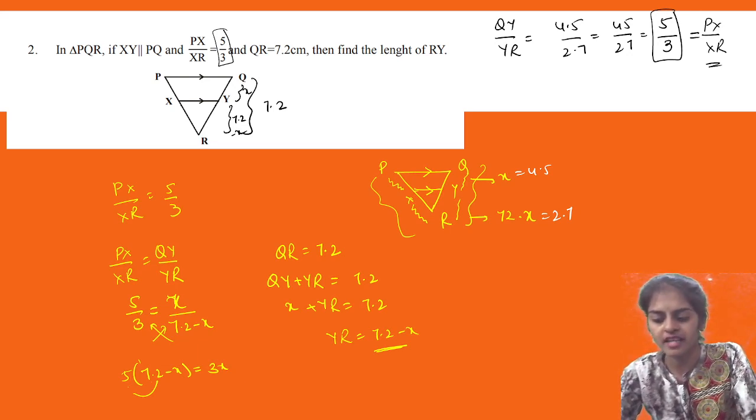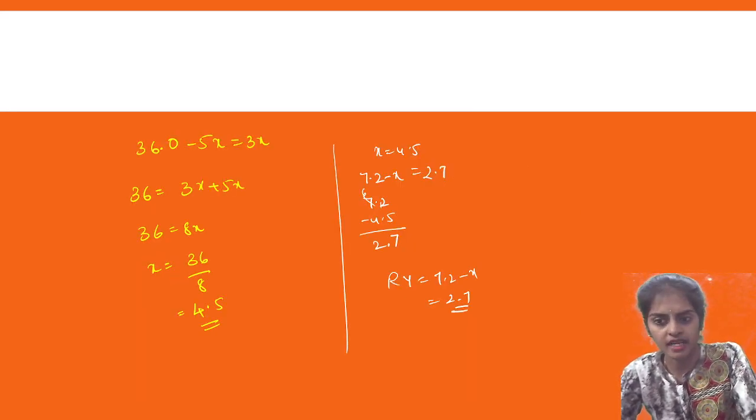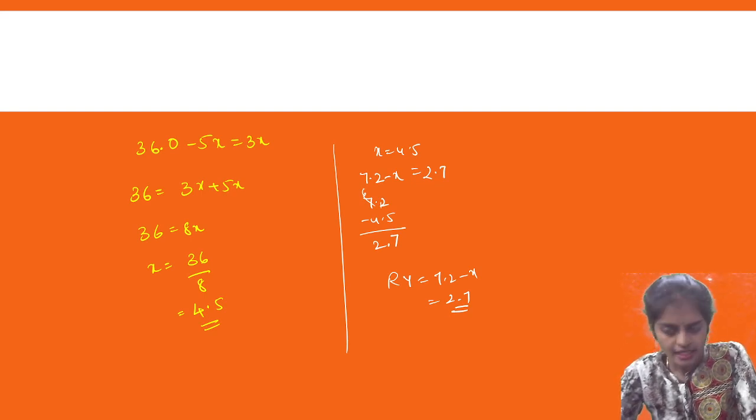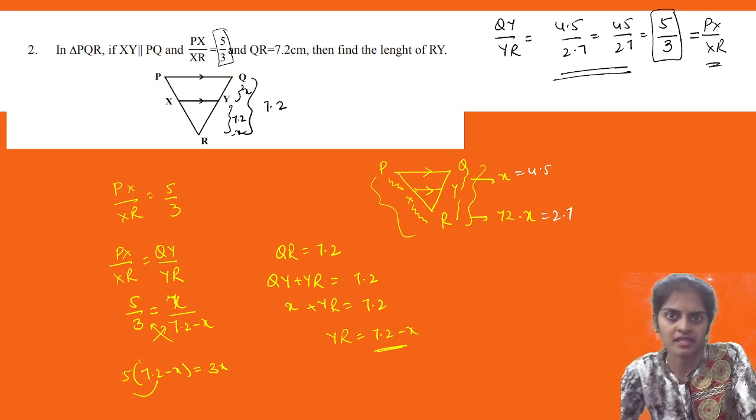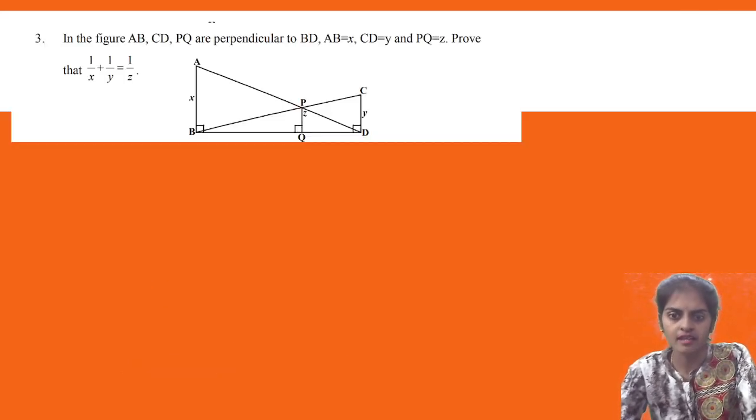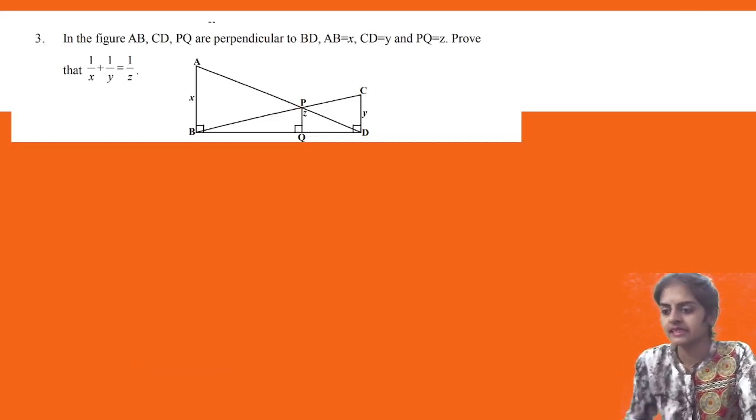So substituting the values in BPT, you get the x value by cross multiplying and solving. I just checked if the value we got is correct or not using this method. Okay. Now let's proceed to question number 3.